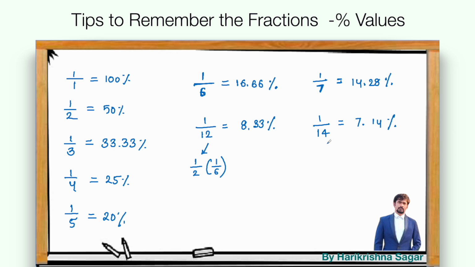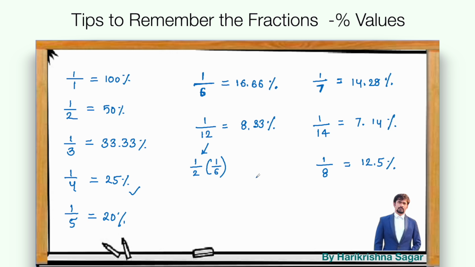And then 1 by 8. If you know 1 by 4 value, finding 1 by 8 is not difficult. 1 by 4 is 25 percentage. That means 1 by 8 will be half of this. Half of 25 is 12.5. So 1 by 8 is 12.5 percentage.